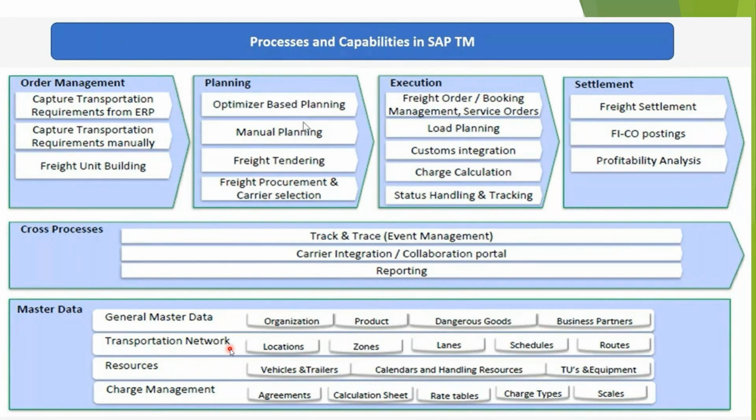All these things will be set up at the transportation lane level, and then you will have your own carrier schedules and routes, like ocean scenarios and all. Regarding the resources, we have different types of resources, like vehicles, trailers, your calendar, your handling resources, or transportation equipment. Those are the resources which will be used throughout your transportation life cycle. Those are the master data.